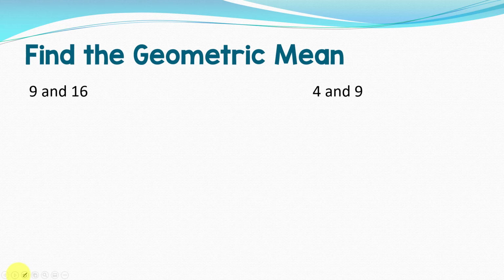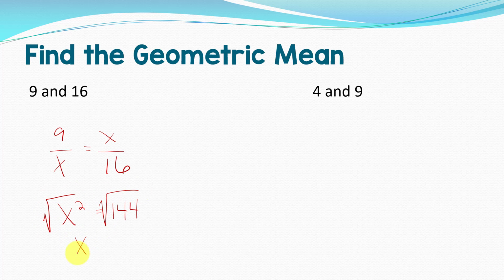So let's practice real quick. The geometric mean between 9 and 16. Well, if I'm looking for a mean, I'm going to put that number down twice, and then the other two numbers go in the other two spots. So that's going to be 9 and 16. Cross multiply. 9 times 16 is 144. And again, the square root of both sides. X equals square root of 144, which is just 12.